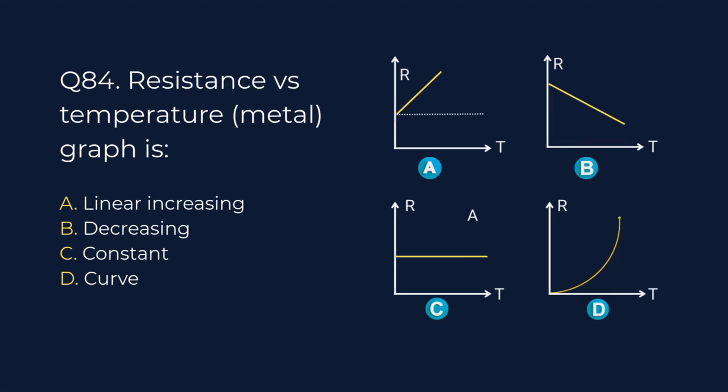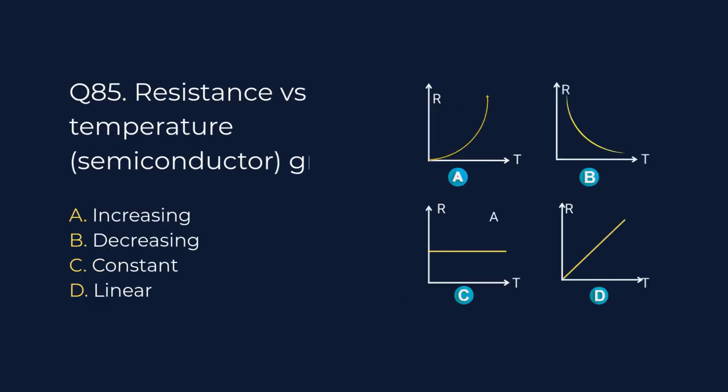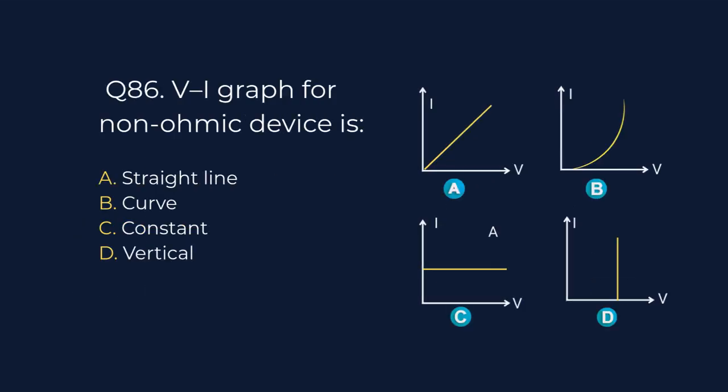Question 84. Resistance versus temperature. In case of metals, the graph is option A, linear increasing. Option B, decreasing. Option C, constant. Option D, curve. Question 85. Resistance versus temperature. In case of semiconductor, the graph is option A, increasing. Option B, decreasing. Option C, constant. Option D, linear.